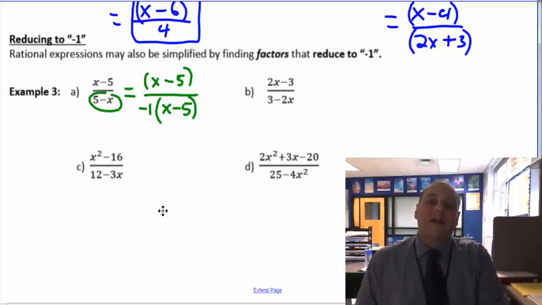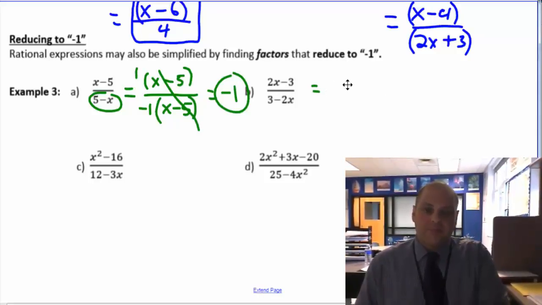So now, why did I do that? Because x minus 5 over x minus 5 is just 1. So I'm left with 1 over negative 1, which is just negative 1. So I actually reduced down to negative 1. 2x minus 3, I'm going to keep that the same.